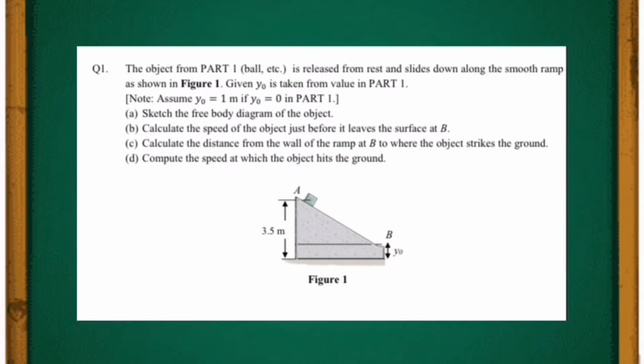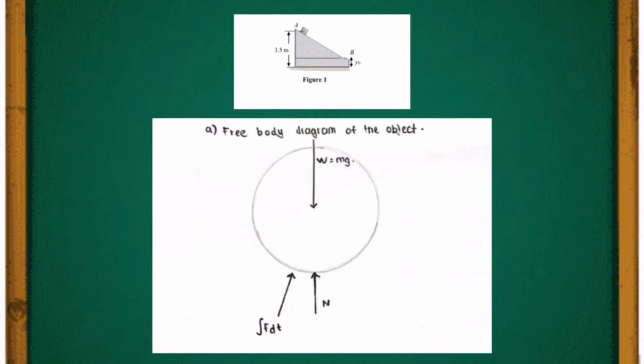I will explain assignment part 2 for question 1. The object from part 1 is released from rest and slides down along the smooth ramp as shown in figure 1. Given y naught is taken from the value in part 1. Based on question 1A, we need to sketch the free body diagram of the object. For the solution to question 1A, we need to draw a free body diagram of the object.